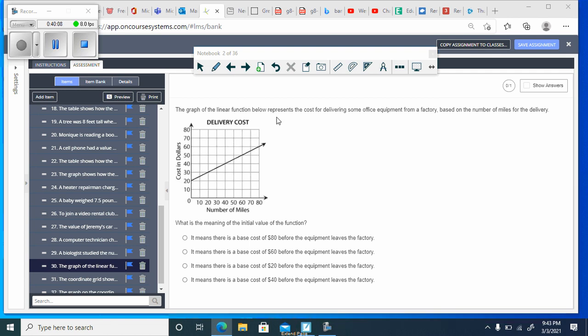The graph of the linear function below represents the cost of delivering some office equipment from a factory based on the number of miles for the delivery. Okay, let's see. What is the meaning of the initial value? That would be the cost in dollars, okay? Means there's a base cost of $20 before the equipment leaves the factory, right there.